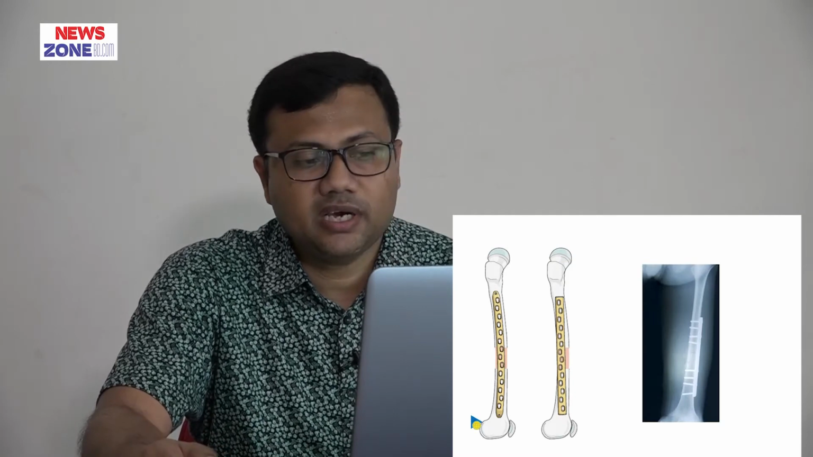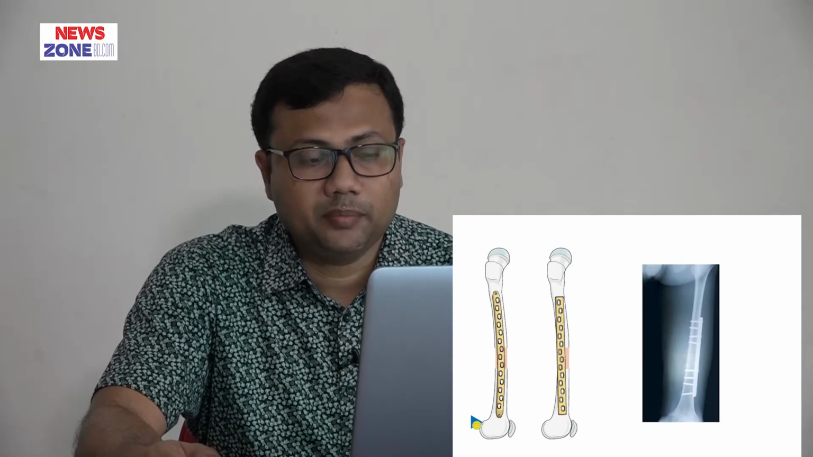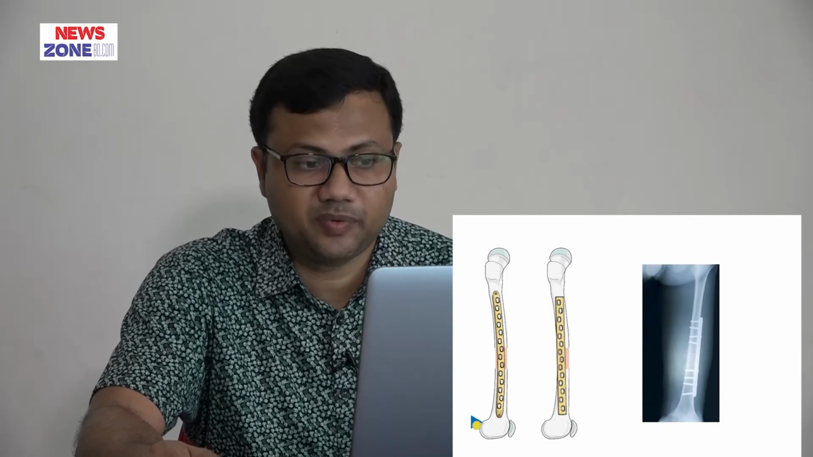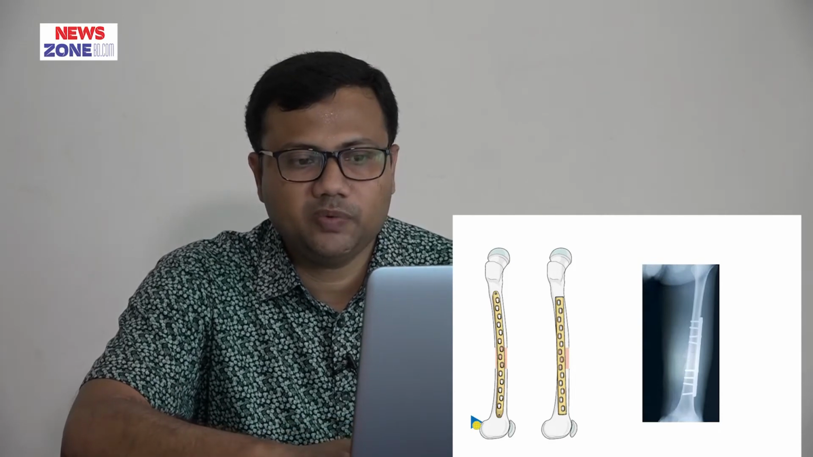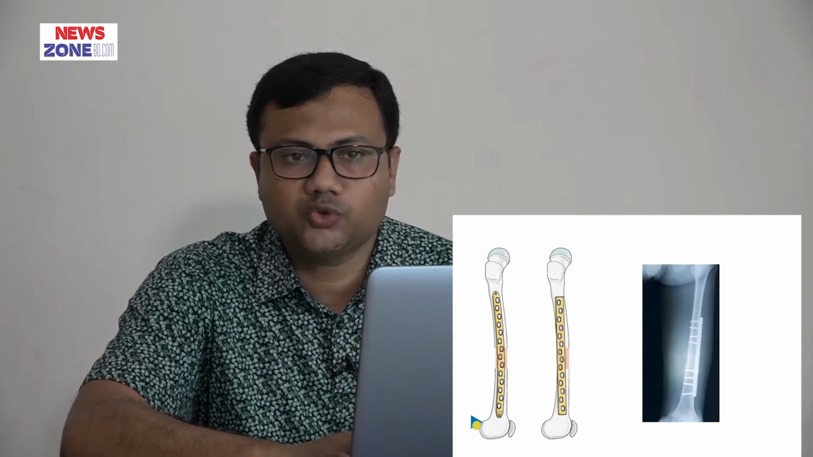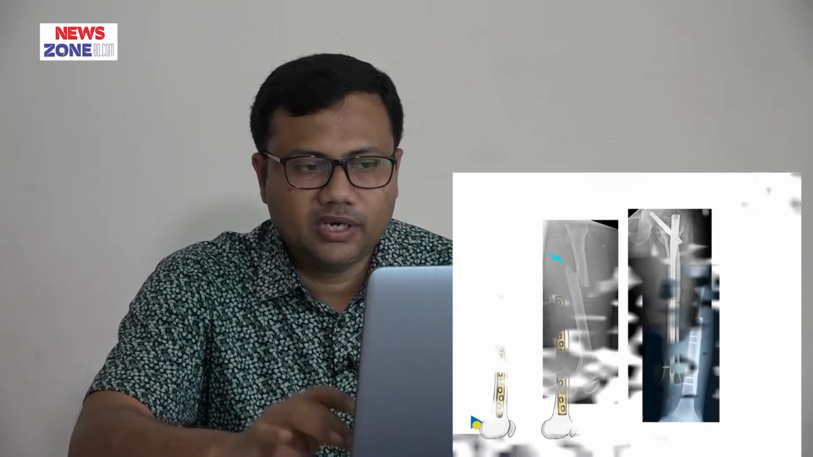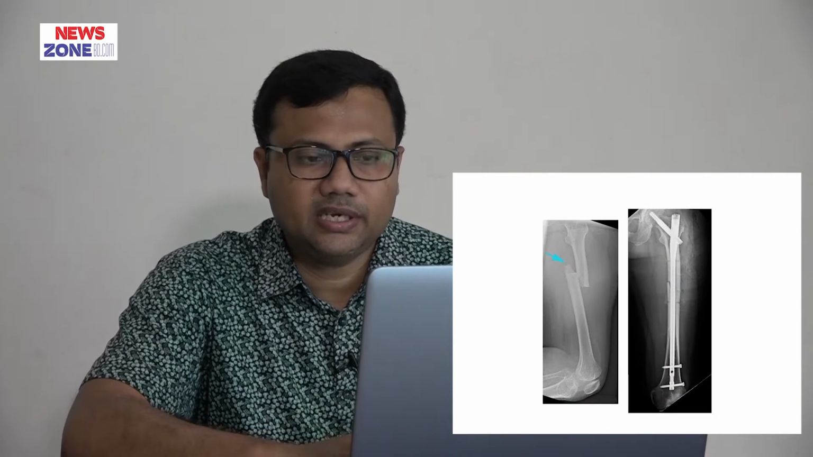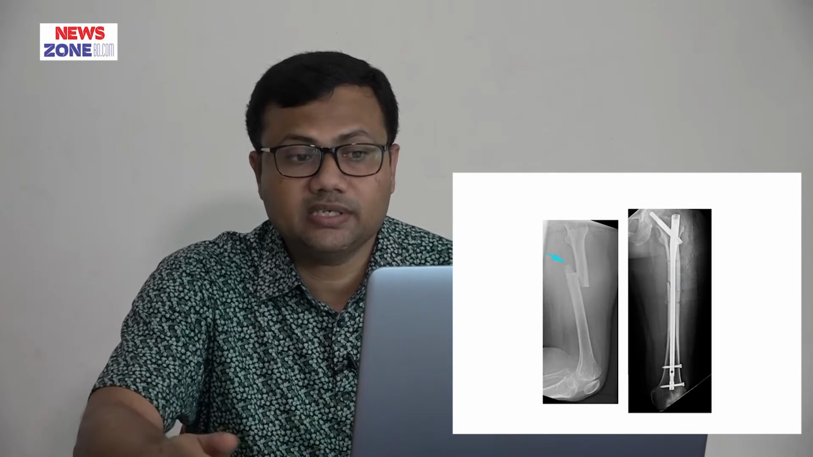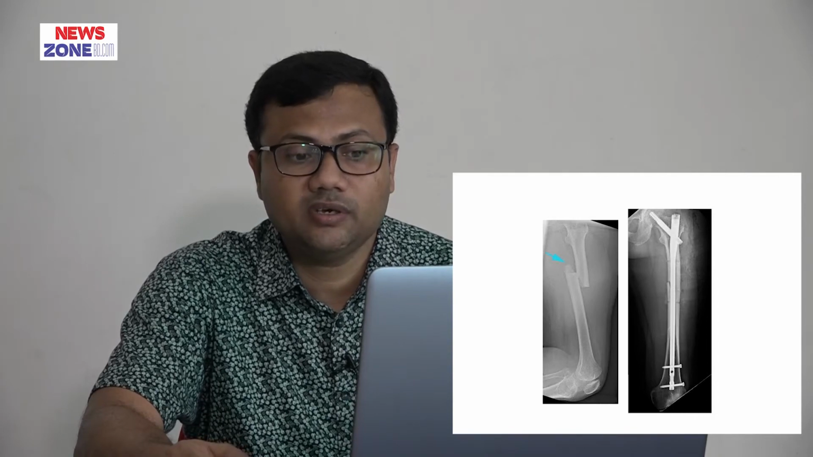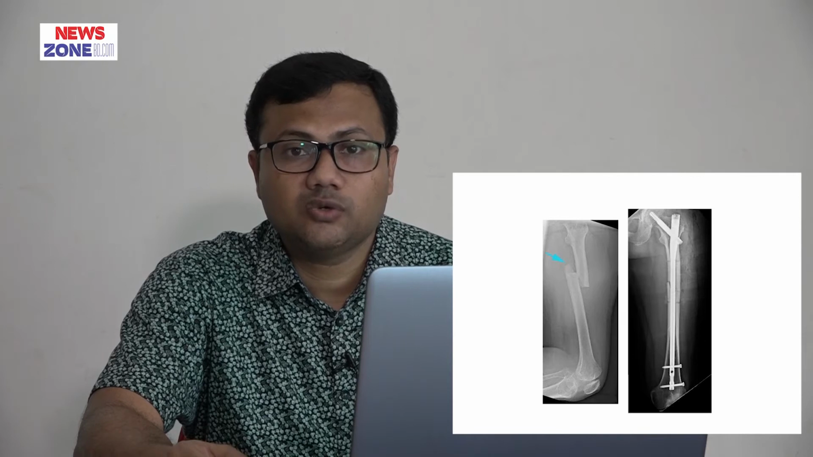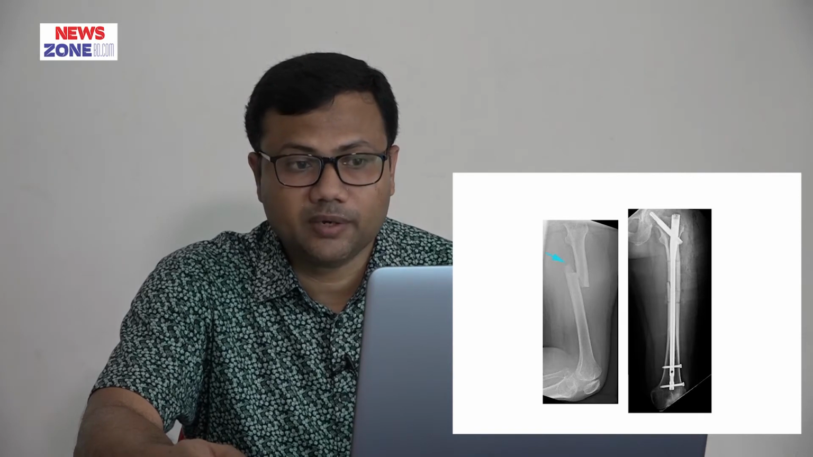And in this image we can see a plate is applied for fixation of the fracture shaft of femur. Here the fracture is immobilized with the help of plate and screws. And the next image shows a fracture shaft of femur, and an intramedullary nail is inserted through the medullary cavity from the tip of the trochanter up to the supracondylar region. Okay.